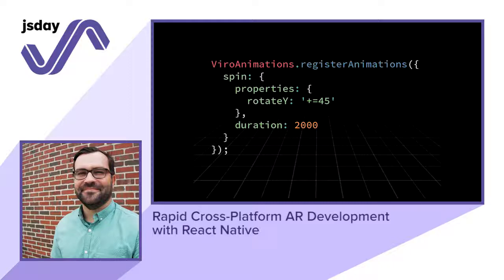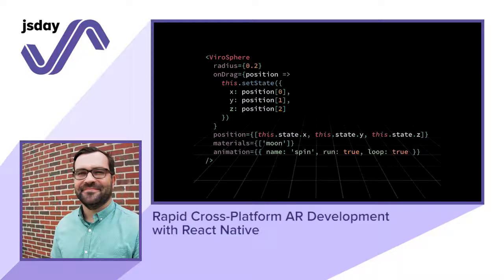The plus equals that's on there means it's going to add 45 degrees, and it's also going to happen every 2 seconds based on the duration. So probably not astronomically correct or anything like that, but it'll do fine for now. And then we can use that animation in the animation property of the sphere.